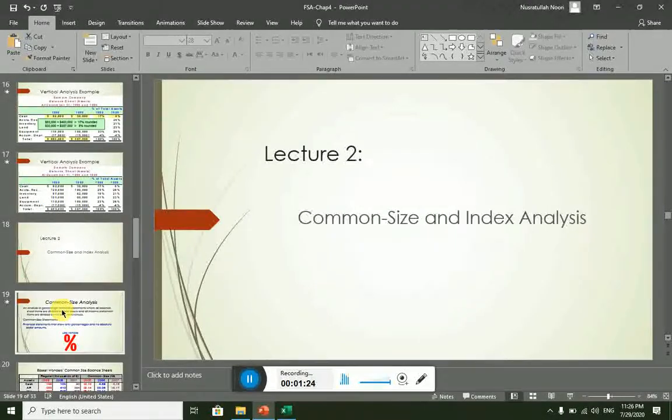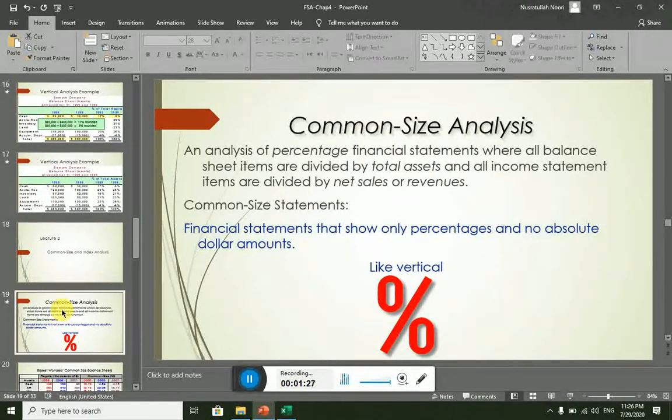So what is common size analysis? It is the analysis of percentage financial statements where all balance sheet items are divided by total assets and all income statement items are divided by the net sales or revenues. The statements where we use common size analysis are called common size statements. So what is a common size statement? It's a financial statement that shows only percentage values and no absolute dollar amounts.